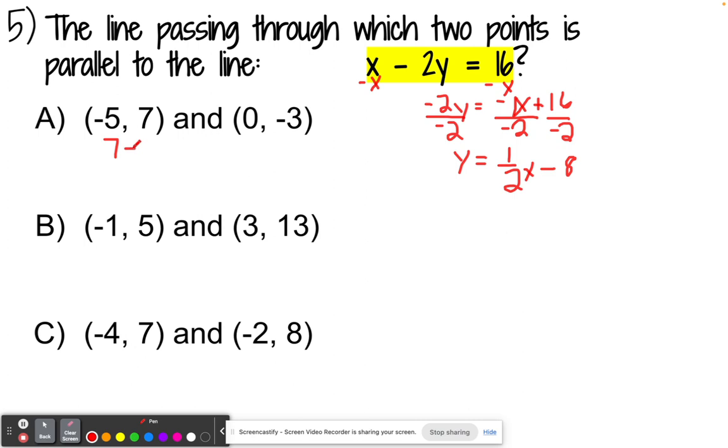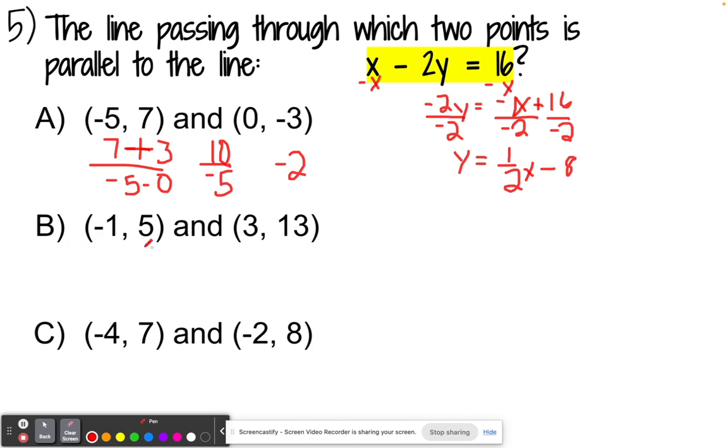7 minus negative 3 over negative 5 minus 0. Now this would become plus. 7 plus 3 is 10. Negative 5 minus 0 is negative 5. The slope of a line with these 2 points would be negative 2. That is not 1/2. This one would be perpendicular to this line, not parallel.